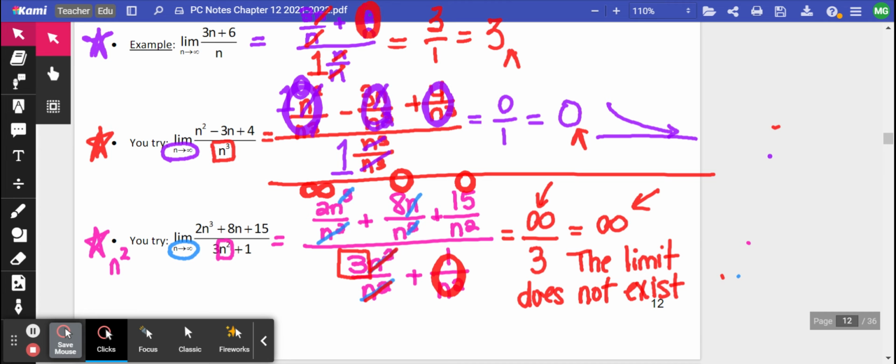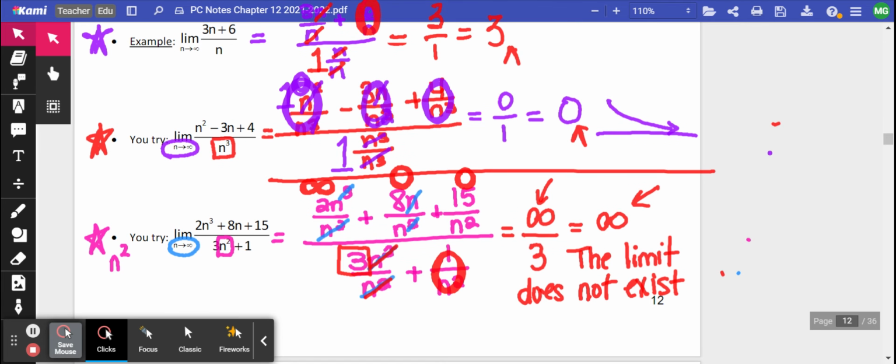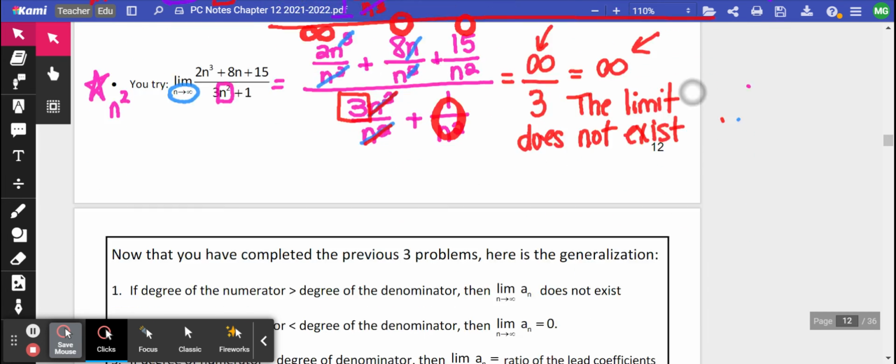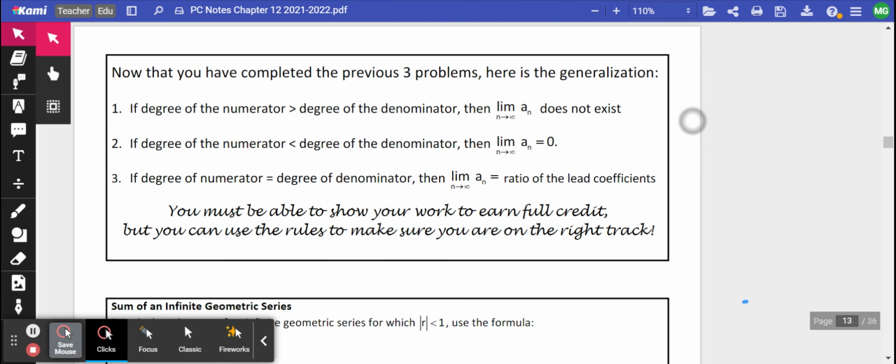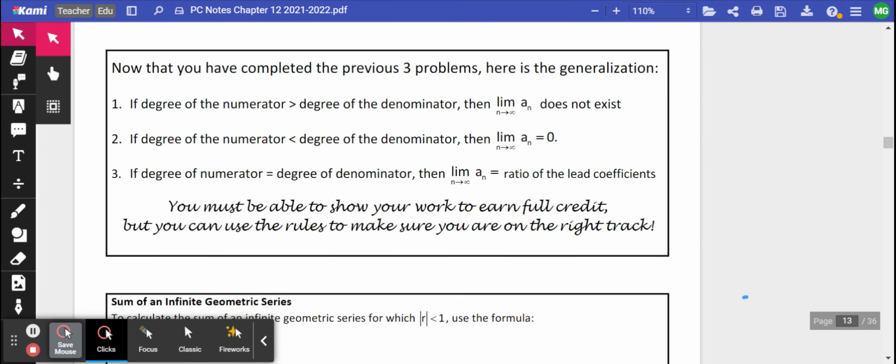But here's the deal. You can know that shortcut and you should know that shortcut, but you must show this work. You must show this work if you want to get full credit. Okay, this is an important thing to be able to do for calculus. So you need to practice it.